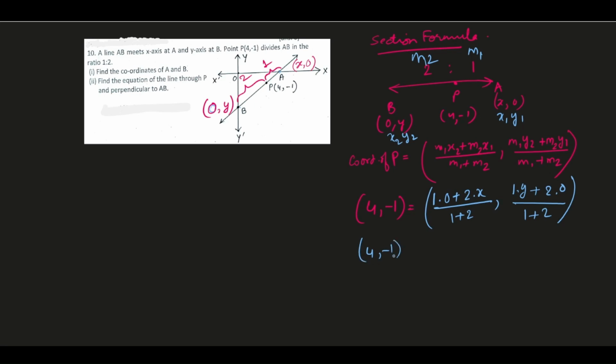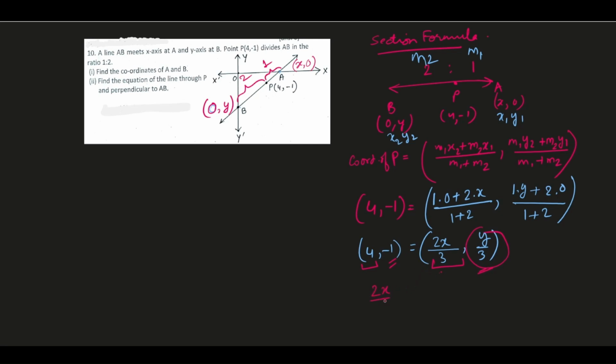So (4, -1) will be 1 into 0 will be 0, so 2x divided by 3, comma, this term is 0, y by 3. So now see, this x coordinate is equal to 4, and this y coordinate will be equal to -1. I must not say terms, these are the coordinates. So by the equality rule, LHS equal to RHS, this one is equal to 4 and this one is equal to -1.